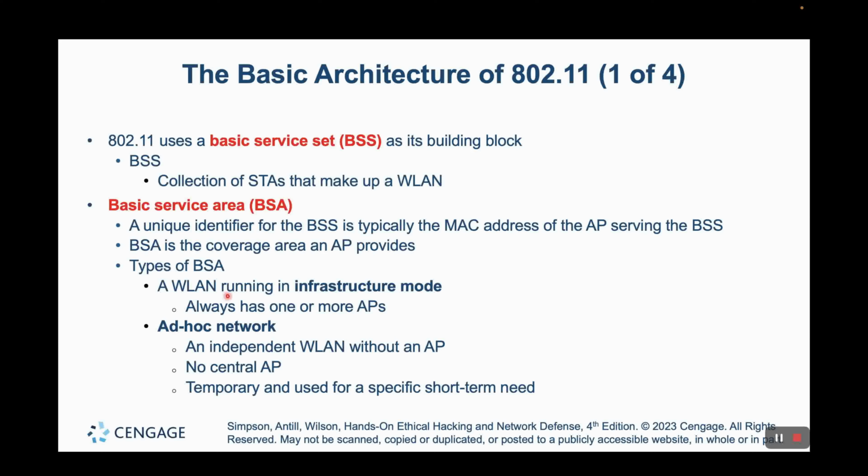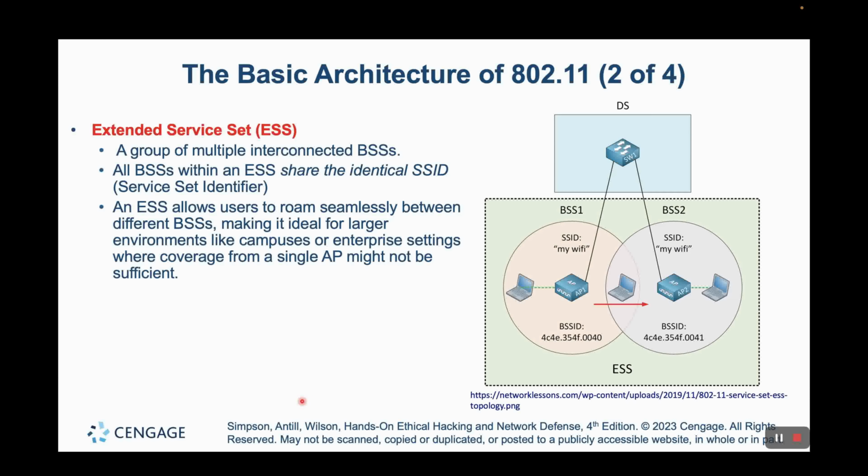There are two types. The first uses infrastructure mode, where all communication in this type of BSS happens through the access point. If one wireless device wants to communicate with another in the same BSS, it sends the communication to the access point, and then the access point relays it to the target that is intended to receive the signal. The second is the ad hoc network, an independent wireless LAN without an access point. There's no central access point, in other words. It is temporary and used for very specific short-term needs.